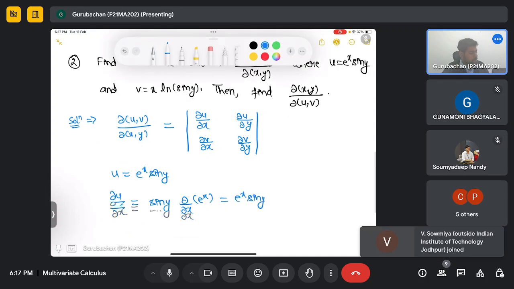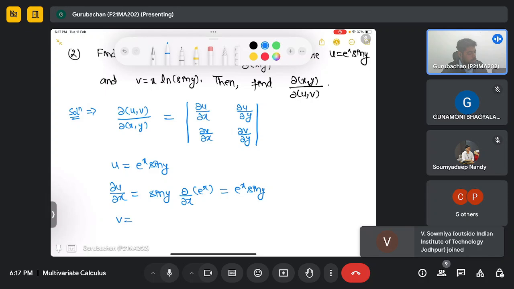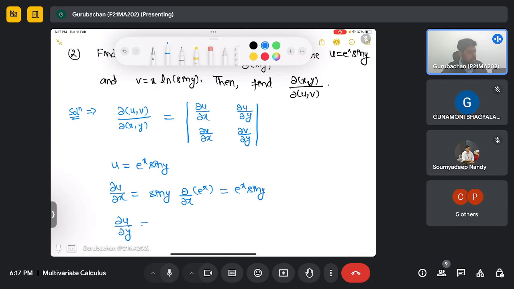sin y. Next, we have to find del u over del y. Again, we will treat x as constant, so we will differentiate only sin y. So it will be e to the power x cos y.